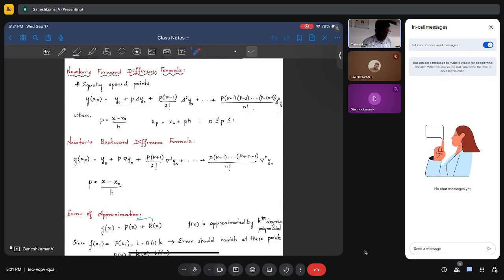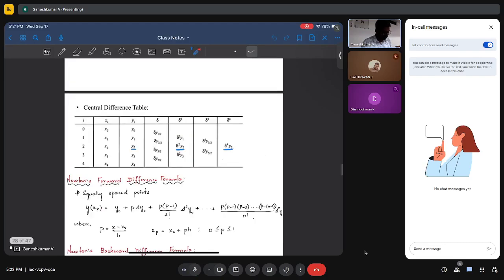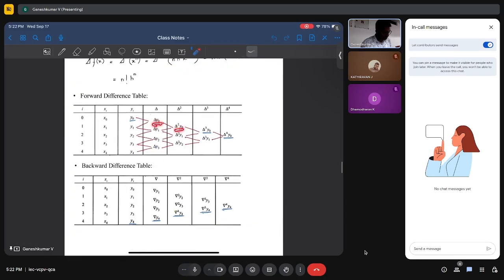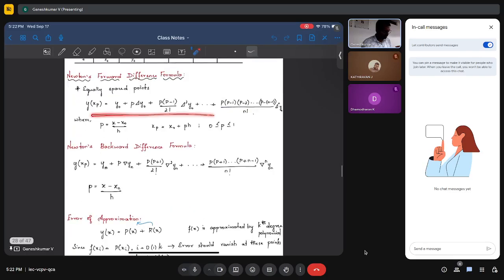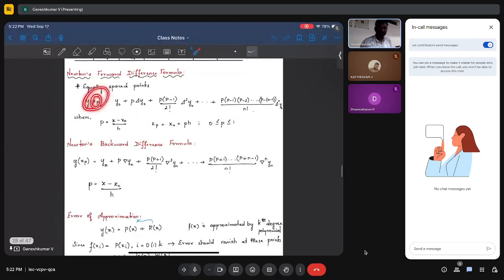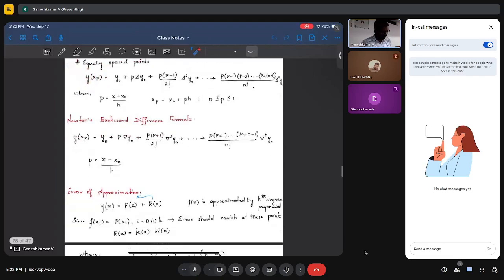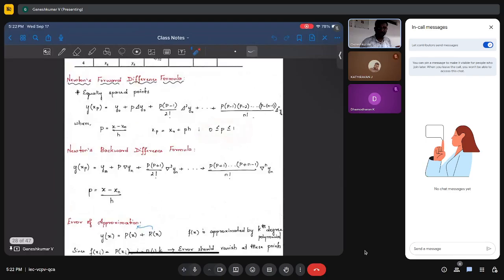You just substitute your del y naught, which is what you will find, right? Del y naught, del 2 y naught, del 3 y naught, del 4 y naught. All these things you substitute in your Newton's forward difference formula. You will end up having the value of xp you are seeking. And for forward difference, your p should lie between 0 and 1.